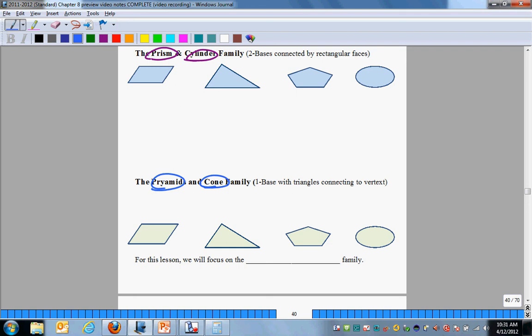Remember, family is based on how people are related to each other. Mother, father, child, okay, aunts, uncles, everybody's related. So in this family of solids, they are related in a certain way. They have common characteristics.